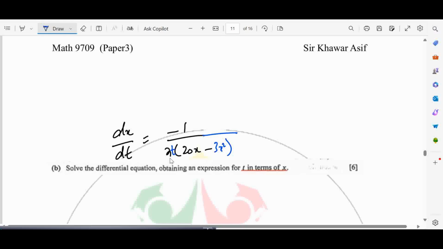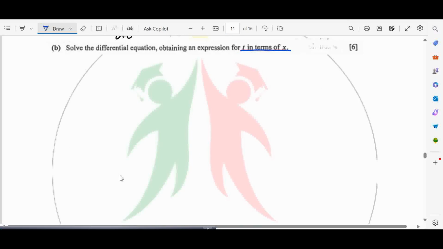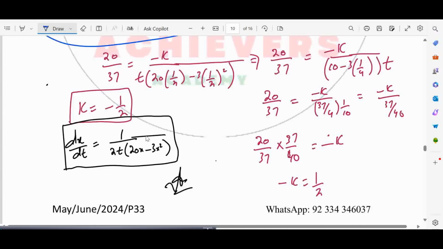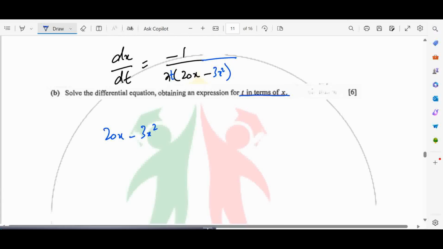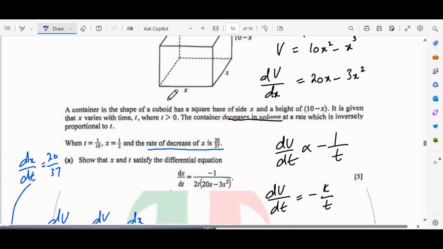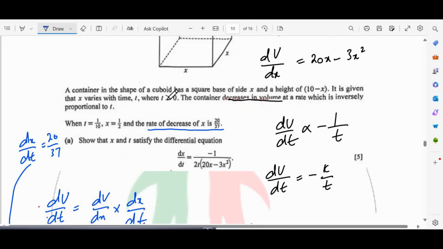Okay. Now solve the differential equation obtaining t in terms of x. So what we have to do is first of all separate the variables. If we separate the variables, what will be the answer? Let's check this one. This will be 20x minus 3x square. Let me check the previous one. Yes, it was minus 3x square.